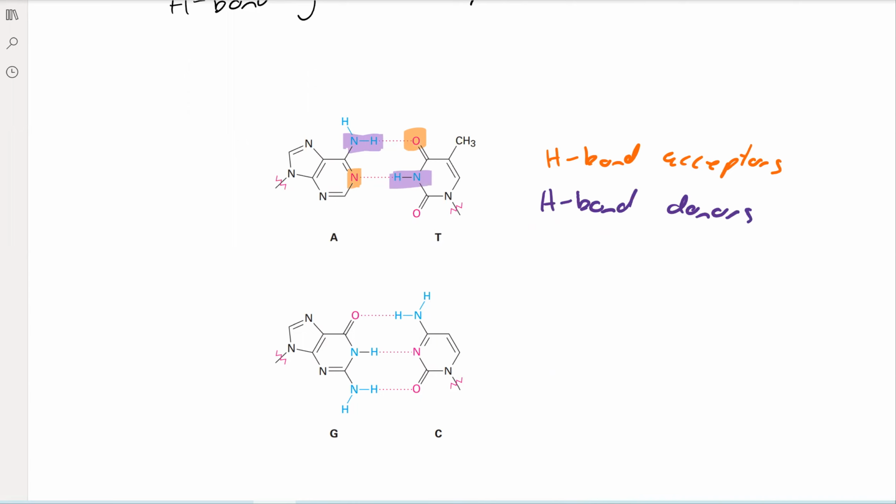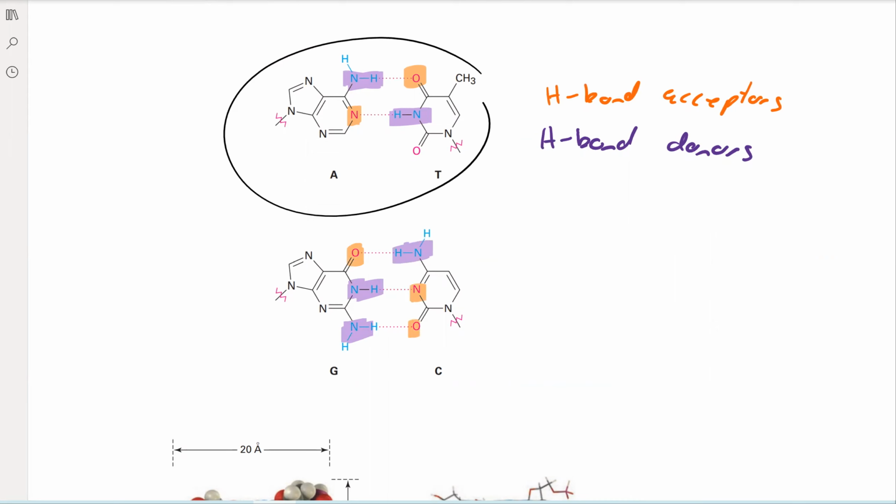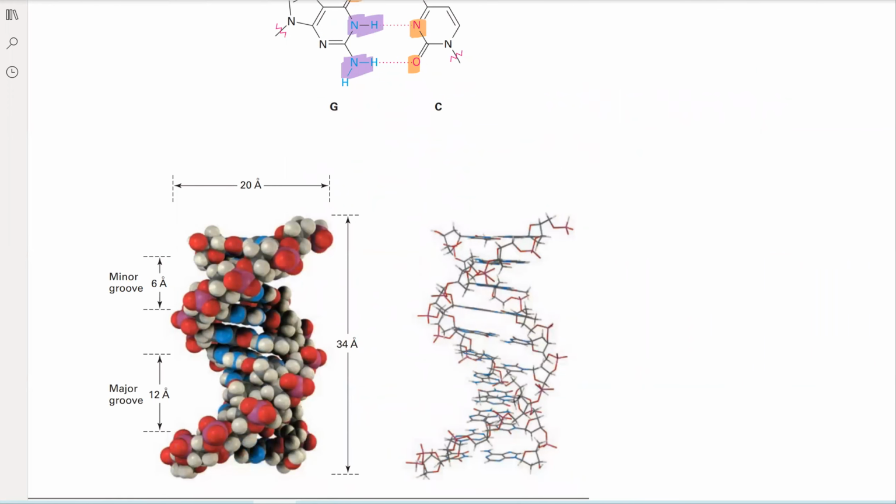They have that hydrogen bond, right? That NH or OH bond. In this case, they're just NH bonds. And then same thing here, right? So here are our acceptors, and then there are our donors. And you can see one set has two, the other set has three, so that helps them from mismatching.